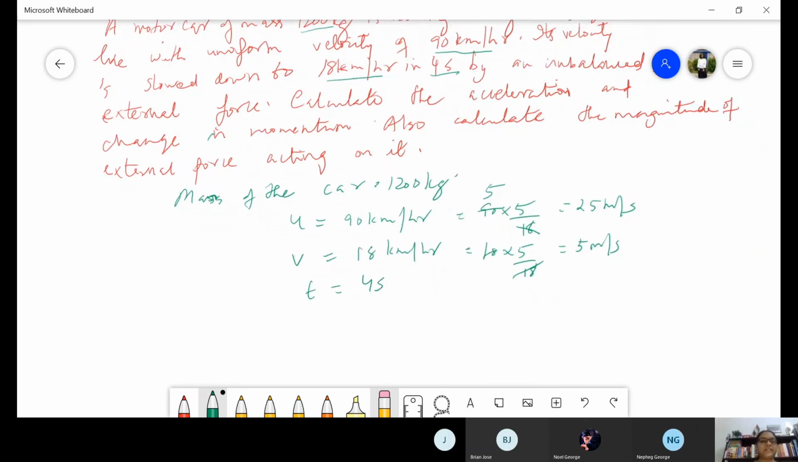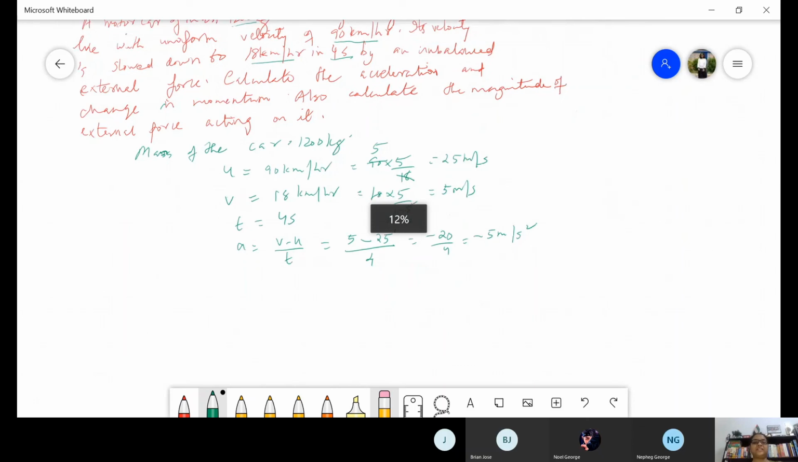So we can easily find out the acceleration because you know A equal to V minus U by T. V is 5, U is 25 and time taken is 4 seconds. So it is minus 20 by 4 or you will get minus 5 meter per second square. So first part of the question we have done, that is calculation of acceleration.